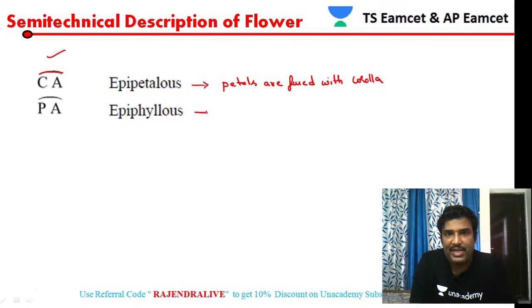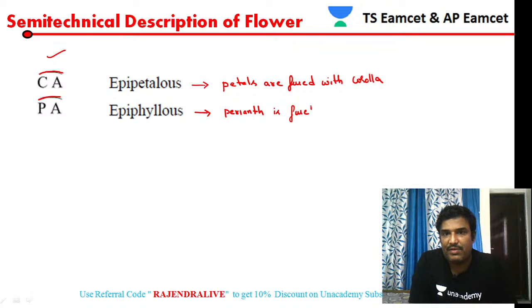Similarly here, see P with A above it. P indicates perianth, or tepals. The perianth is fused with the stamens.